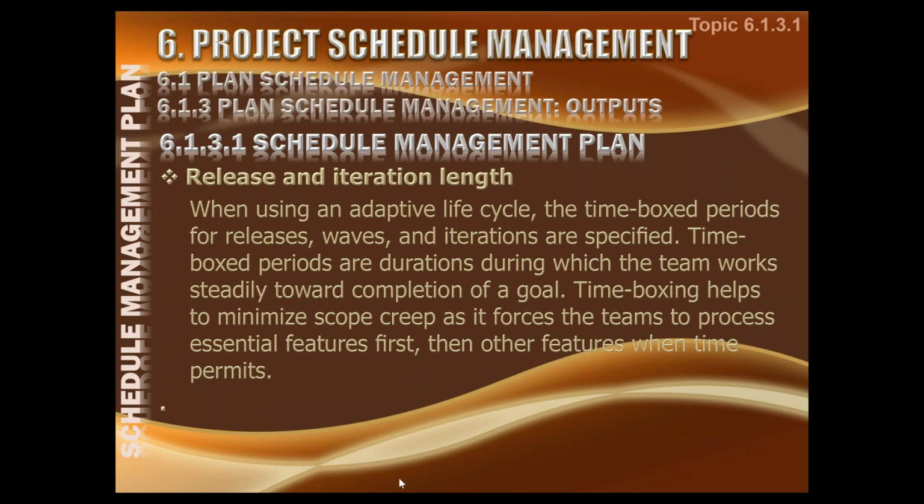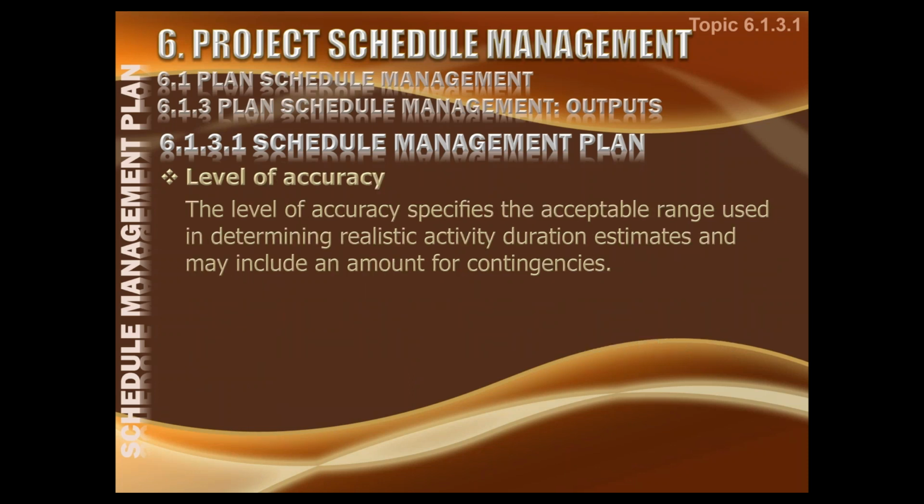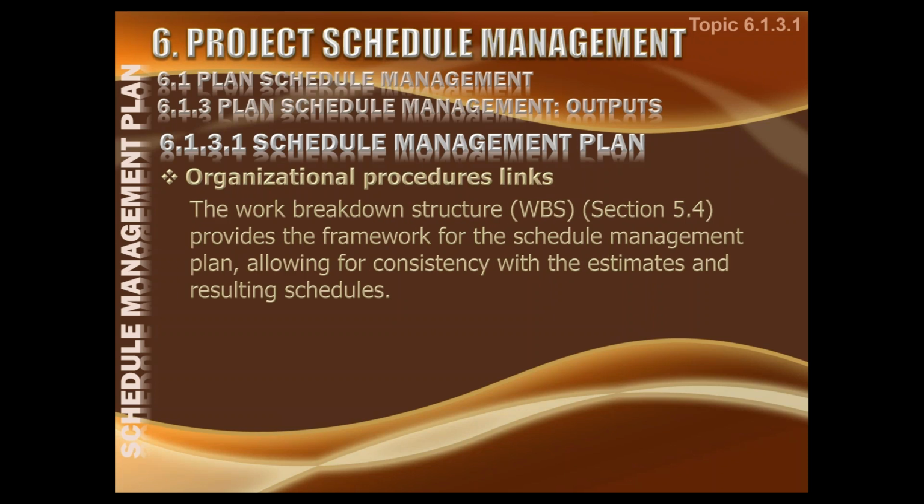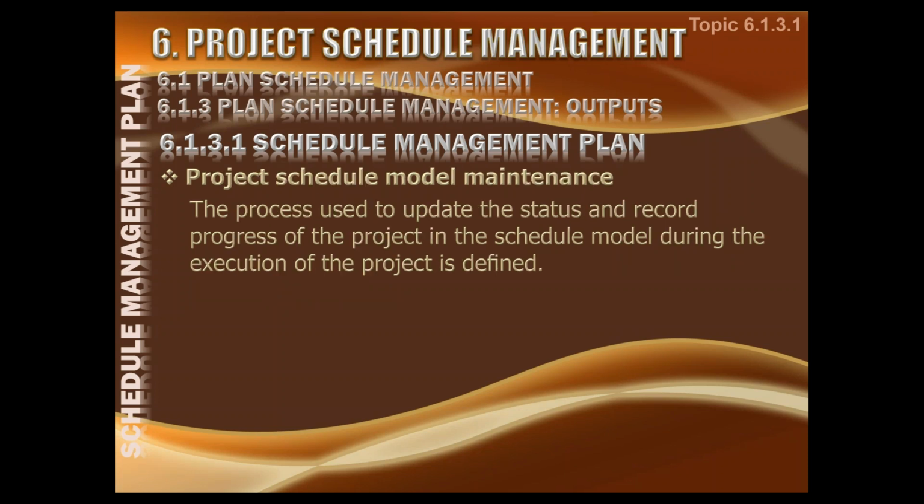So on-demand scheduling and all those concepts will keep you focused, keep you dedicated. Level of accuracy specifies the acceptable range used in determining realistic activity duration estimates and may include an amount for contingency. Units of measure: how are you measuring it, in staff hours, staff days, weeks, whatever. Organizational procedure links, as I said, the numbering system you use in your work breakdown structure, the reference to that is your organizational procedure links. Schedule model maintenance: the process used to update the status and record progress of the project in the schedule model during the execution of the project is defined.